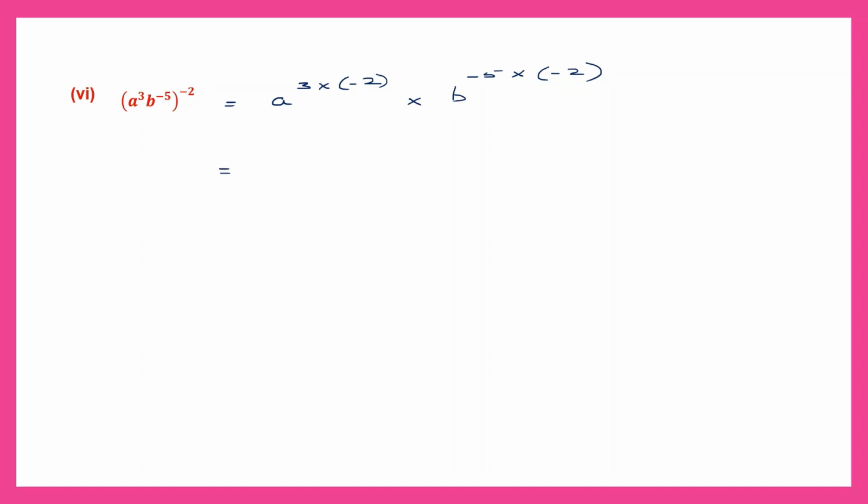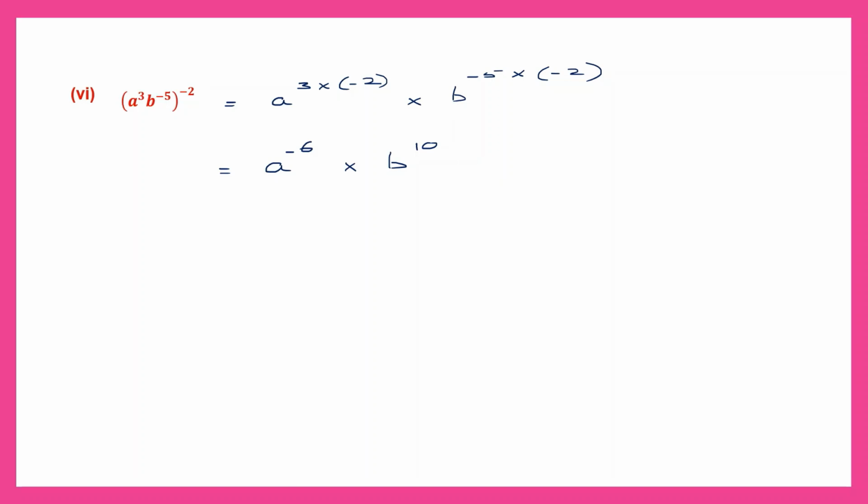Now let's simplify this. A to the power of 3 into minus 2. So the sign is minus, 3 2s are 6, into b to the power of, now you have one minus sign here for minus 5 and minus 2. Minus into minus is plus, and 5 2s are 10. So this is a to the power of minus 6 into b to the power of 10.